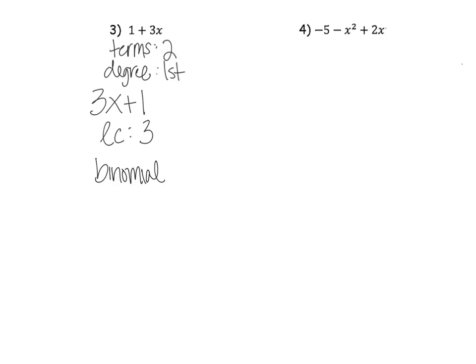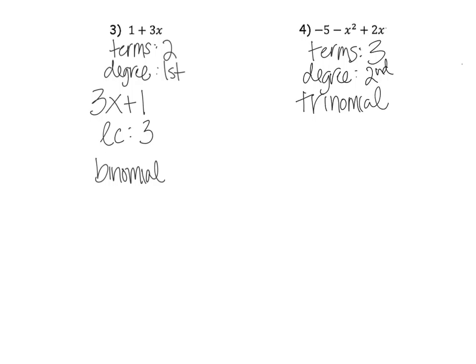Number 4, how many terms does it have? Count. No, not 2. How many separations between plus signs and minus signs? 3. There's 3 terms. What's the degree? You look at the highest degree. 2, second. It is a trinomial, right? Because there's 3 terms. Tri.